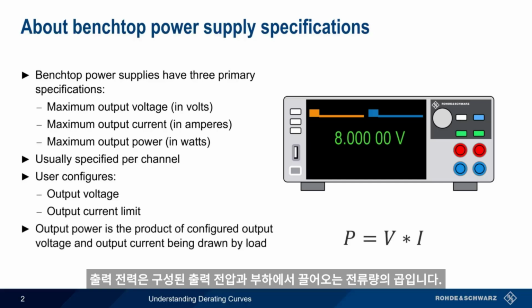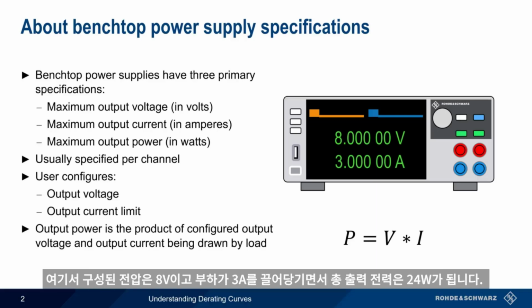The output power is simply the product of the configured output voltage and the amount of current being drawn by the load. Here, the configured voltage is 8 volts, the load is drawing 3 amps, so the total power output is 8 times 3, or 24 watts.